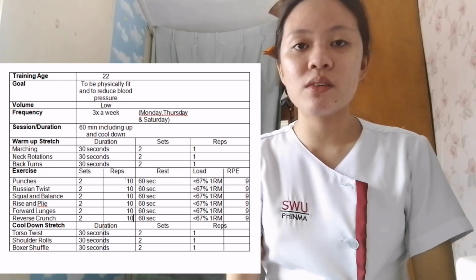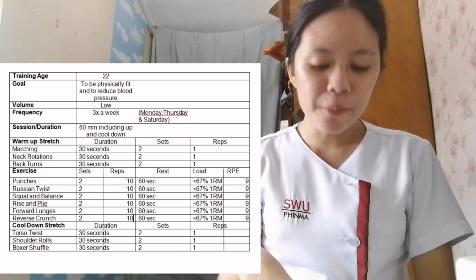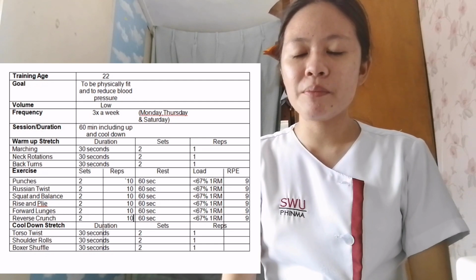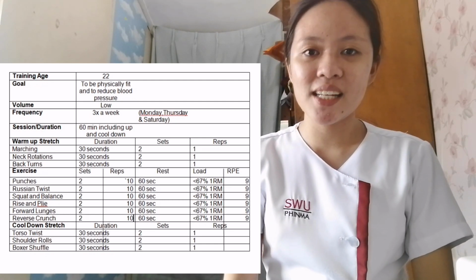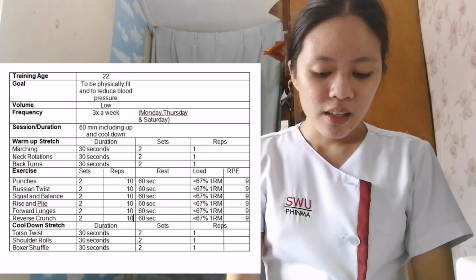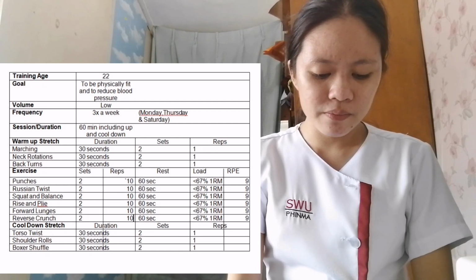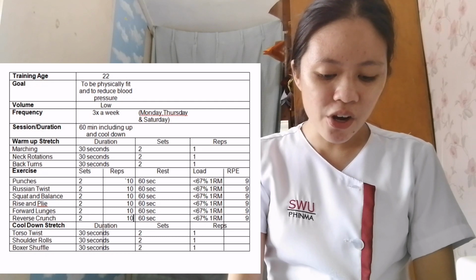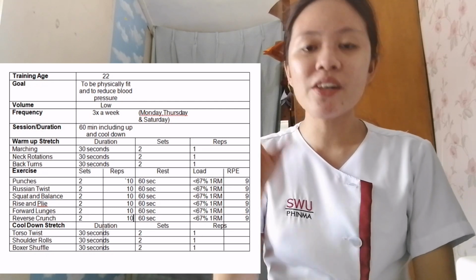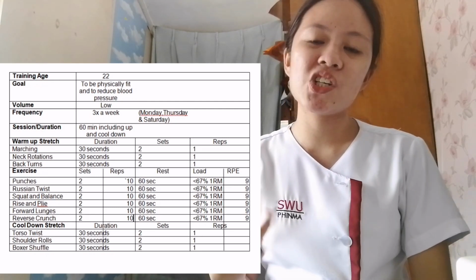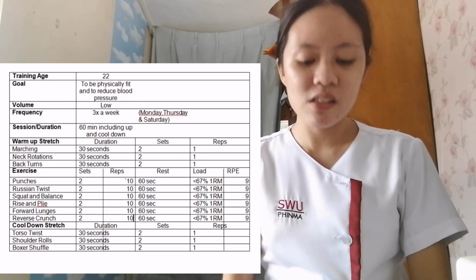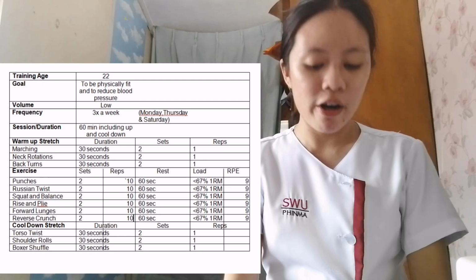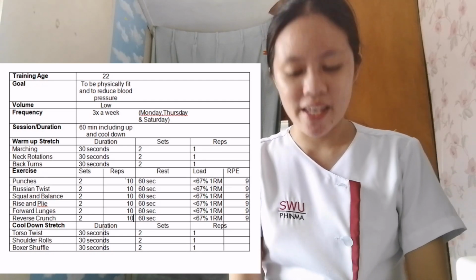Punches with 2 sets of 10 repetitions only, and after that he would have 60 seconds of rest. The load is less than 67% 1RM, and the RPE is 9. The load and RPE are already given since my patient is in low intensity, so that is the equivalent: less than 67% 1RM and an RPE of 9.